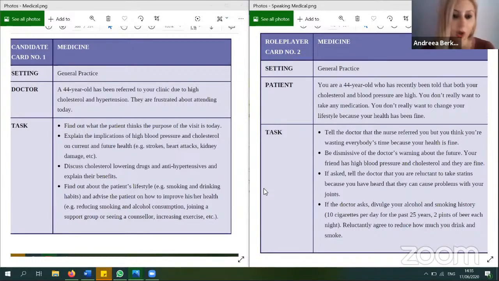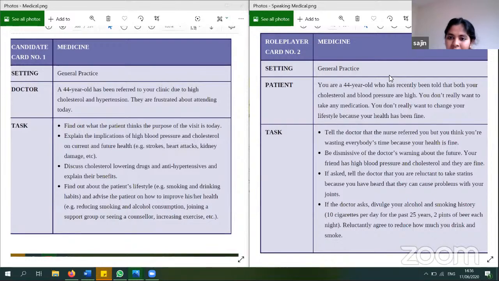Okay, great. Now, Sajini, can you read your role? Yeah. Setting: general practice. Patient, you're a 44-year-old who has recently been told that both your cholesterol and blood pressure are high. You don't really want to take any medication. You don't really want to change your lifestyle because your health has been fine. Tell the doctor that the nurse referred you, but you think you're wasting everybody's time because your health is fine. Be dismissive of the doctor's warning about the future. Your friend has high blood pressure and cholesterol and they are fine.